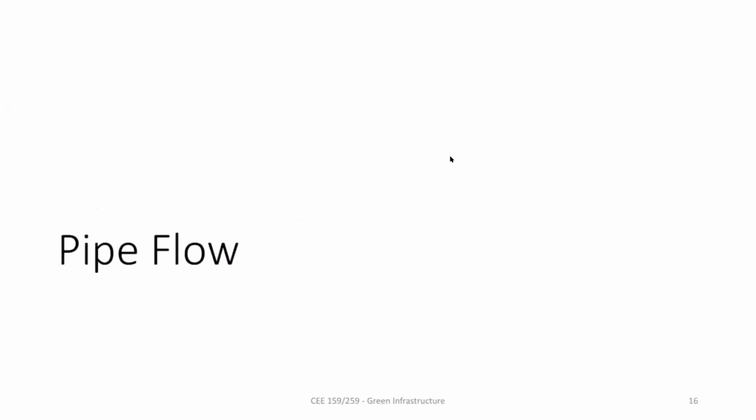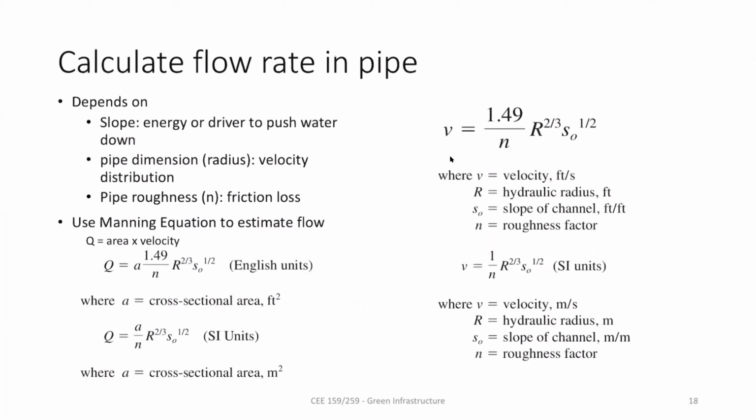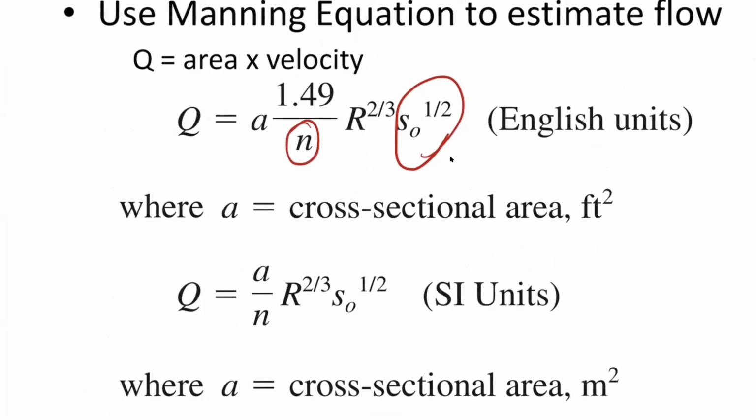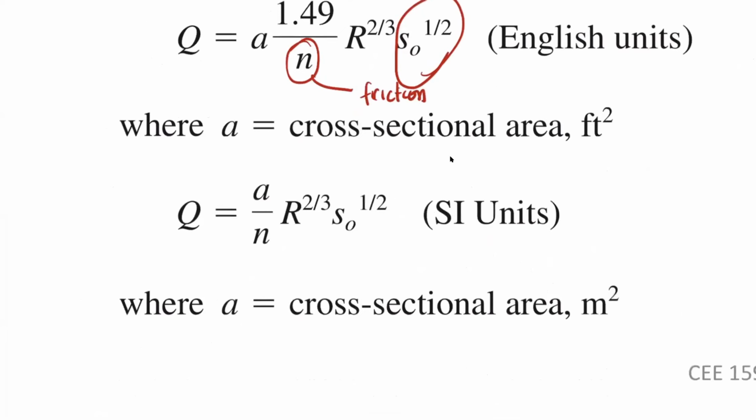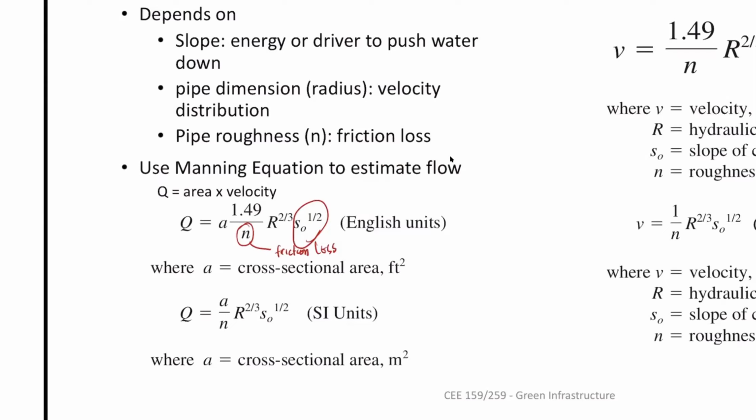Many pipes are on an angle so that gravity itself can help water move. So that's why slope is important. Another factor is the roughness. As you know, friction will decrease the velocity. So that's why this is the roughness or friction factor, the friction loss. Then everything else is given.